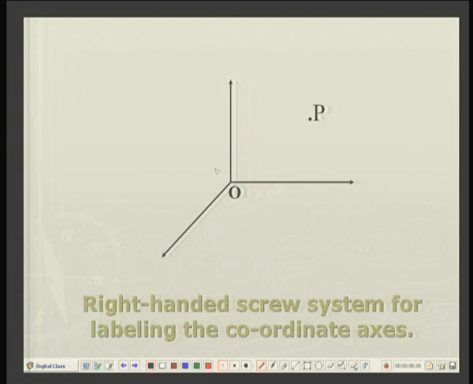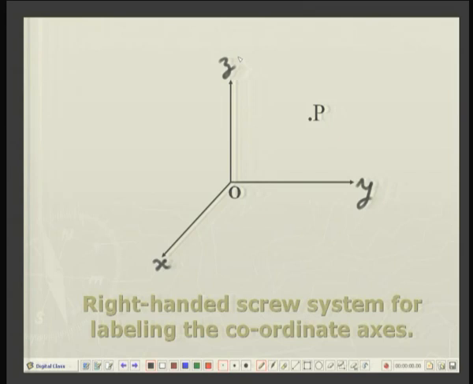Now, the third way of describing a vector quantity is to use reference coordinates. For example, let us say I will draw three mutually perpendicular directions. These directions describe the three-dimensional Euclidean space in which we live. That is one direction which I will label as x, the other direction is y, and the third direction is z. Now, the choice of x, y, z is not arbitrary. It follows what is known as the right-handed screw system for labeling the coordinate axes. Incidentally, x, y, z, the three directions, are called the coordinate axes, rectangular Cartesian coordinates.